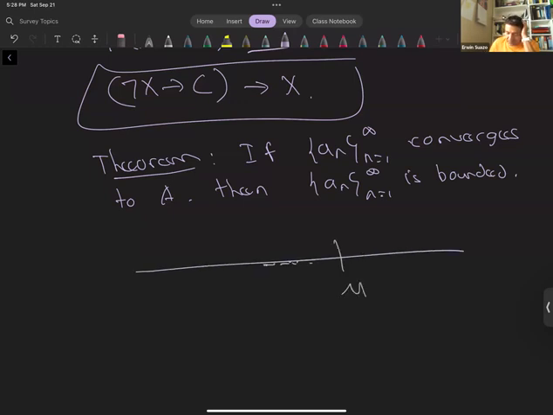That A_N is bounded means that there is an M such that A_N is less than or equal to M, for all the N's in the natural numbers of the sequence. So all the sequence must be below an M. So if A_N converges, it must be bounded by some M. Okay, so I'll let you do it.